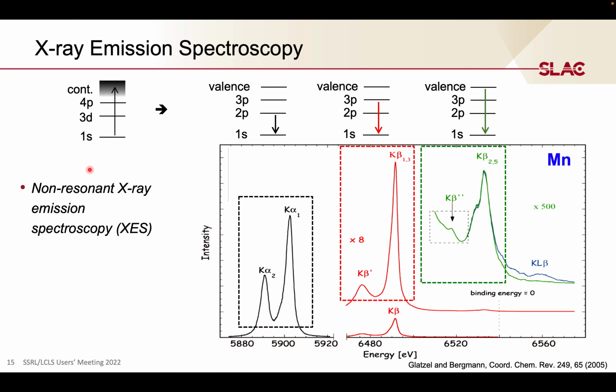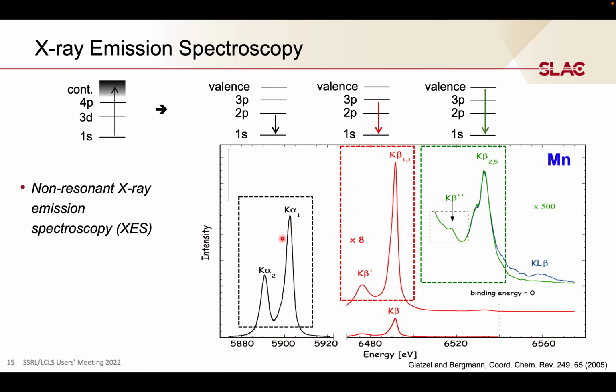Alright, so the emission. Let's talk about that a little more. We excite a 1s electron into the vacuum. You're left with a 1s hole, which gets filled either by a 2p electron, a 3p, or a valence electron, which means you have different emission lines, namely the K-alpha, the K-beta, and the K-beta 2,5, or valence to core. What is pretty clear here is, A, they all look different, meaning they have characteristic line shapes, which can be interpreted, and they are also very different in intensity.